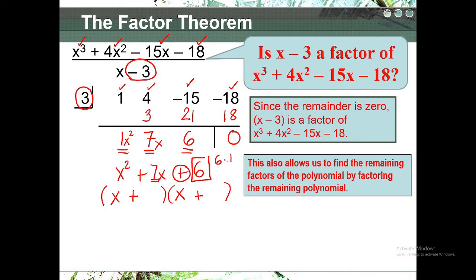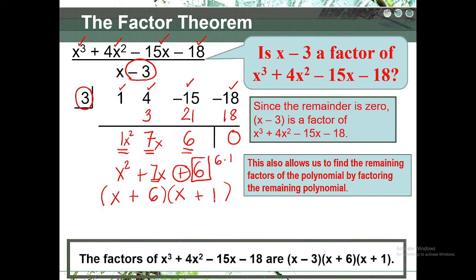I cannot use 3 and 2 because if I add 3 and 2, it's 5, and 5 isn't the middle term. I'm looking for a sum of 7. So I'll be using 6 and 1. So I'll be writing 6 over here and 1 over here. And therefore, the factors of x cubed plus 4x squared minus 15x minus 18 are simply our divisor from a while ago, x minus 3, x plus 6, and x plus 1.